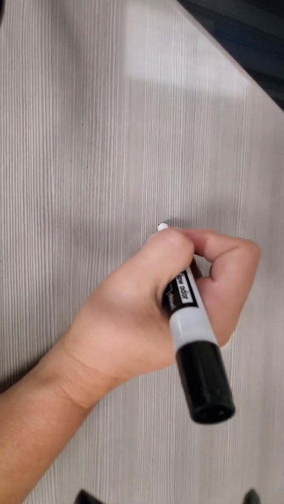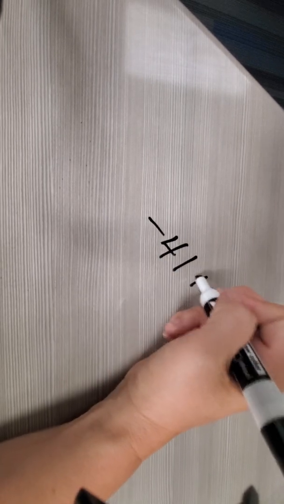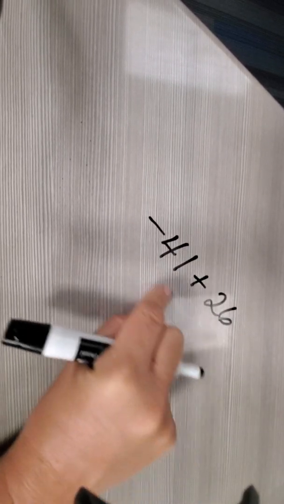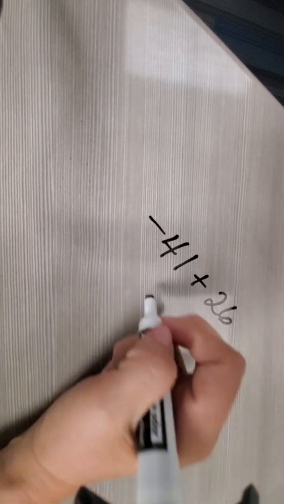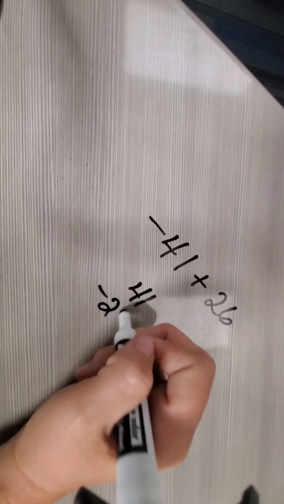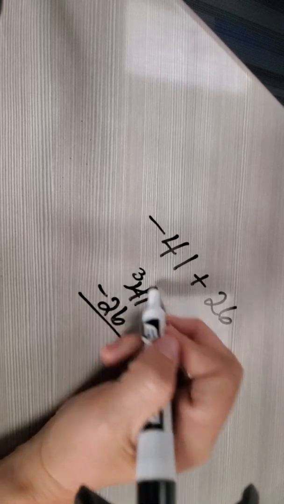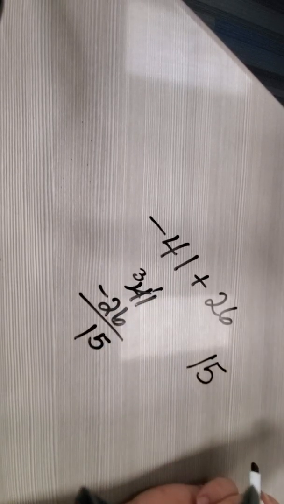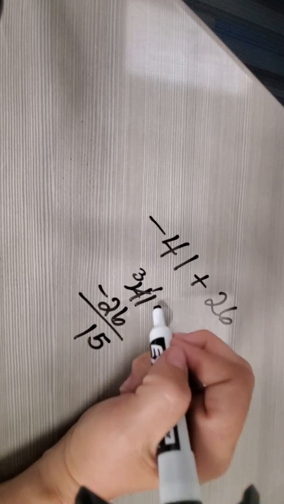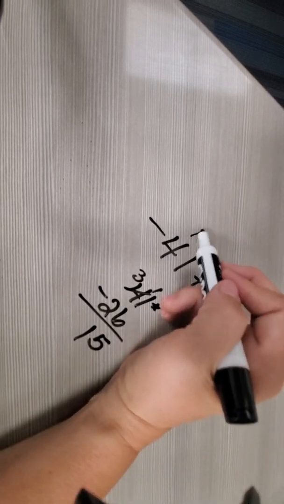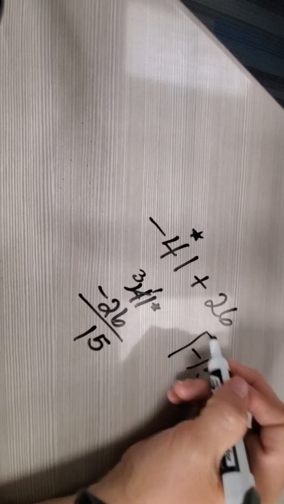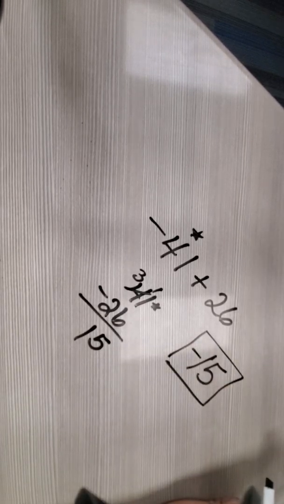And let's do one more. Let's say we have negative 41 plus 26. Signs the same or different? The signs are different. For different signs, we subtract the absolute values. That's going to give me 15. Then we take the larger absolute value's sign. The bigger absolute value was the 41, and in the original problem the 41 was negative. So my answer is going to be a negative 15.